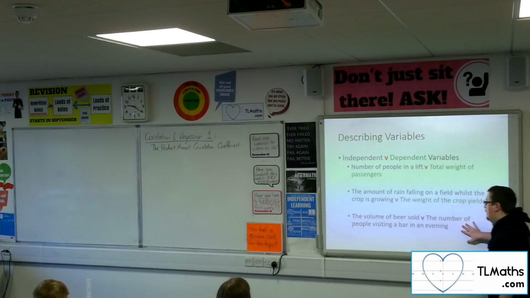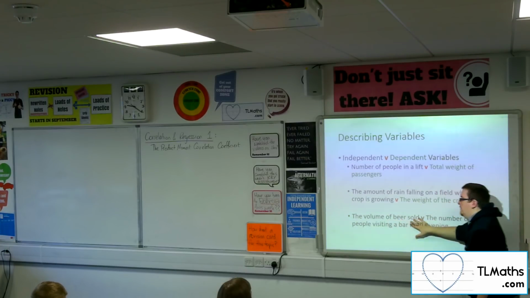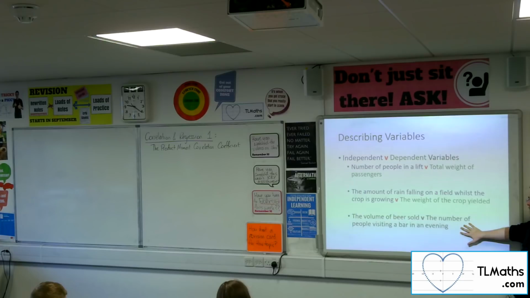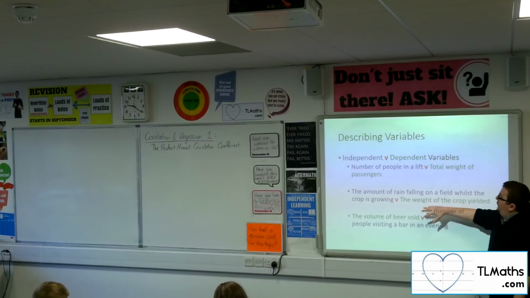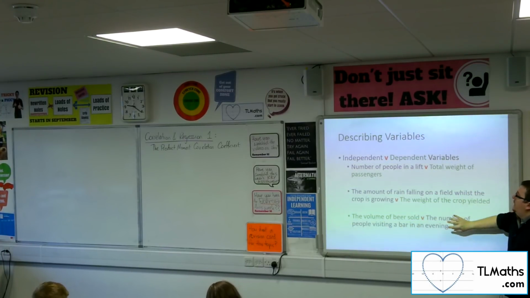So does the number of people visiting a bar in the evening depend on the volume of beer sold, or does the volume of beer sold depend on the number of people visiting a bar in the evening? It's the second one, right? So as you say, this is the dependent one, that's the independent one, okay?